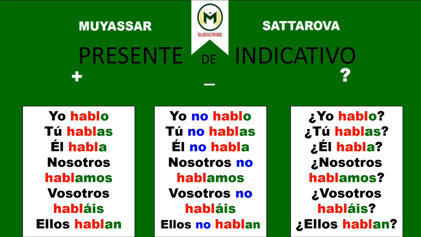Now to the negative form. Yo no hablo, I don't speak. Tú no hablas, you don't speak. Él no habla, he doesn't speak. Nosotros no hablamos, we don't speak. Vosotros no habláis, you don't speak. Ellos no hablan, they don't speak.